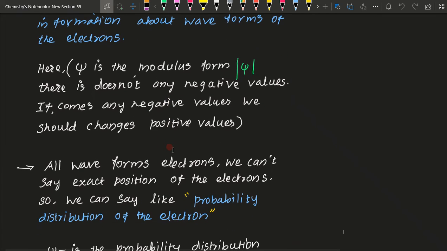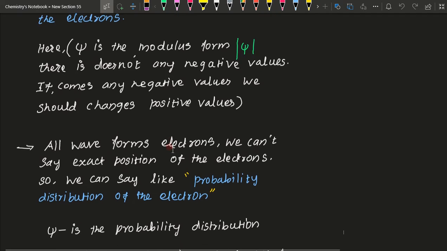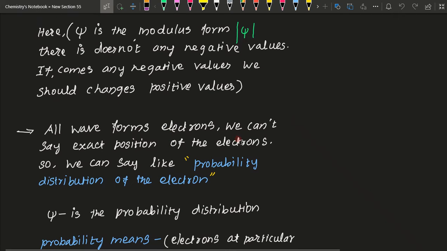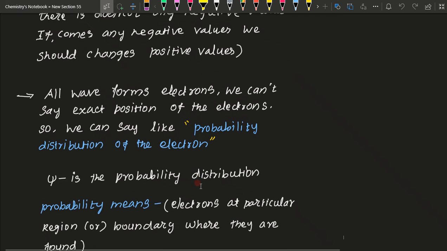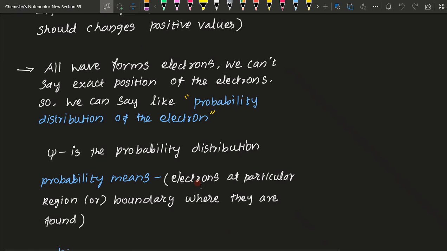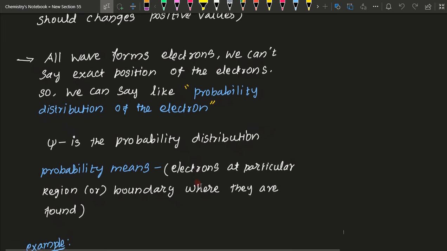Next, for all wave form electrons, we can't say the exact position of the electron distribution. So we say this is the probability distribution of the electron. It is denoted between two regions. See below, the probability distribution. Probability means the electrons are found at a particular region or boundary.